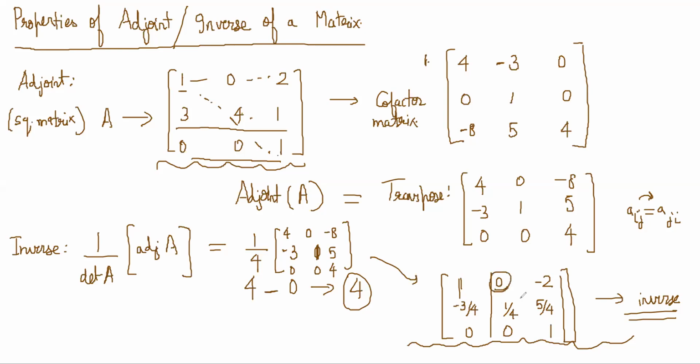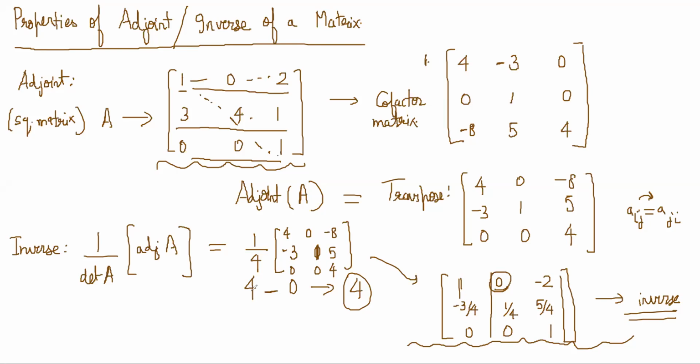You can check that any other element will be 0. If I want to check this particular position, I should check the first row and second column. Now if you see, it is becoming 0, right? Every other element is 0. So this is basically how to find the adjoint and inverse.